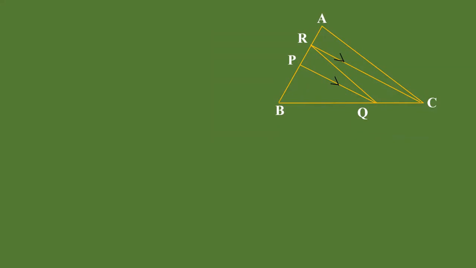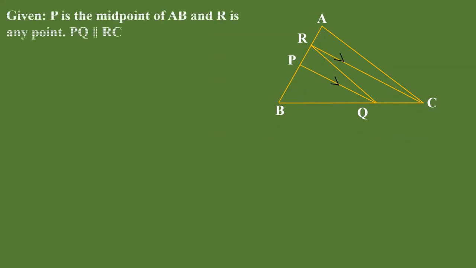Let's see what is given here, okay? Here, the given is that P is the midpoint and R is any point. R is not a midpoint, remember, okay? P is just a midpoint. And here PQ is parallel to RC is given. Now we have to prove here the triangle BQR is equal to half of triangle ABC.